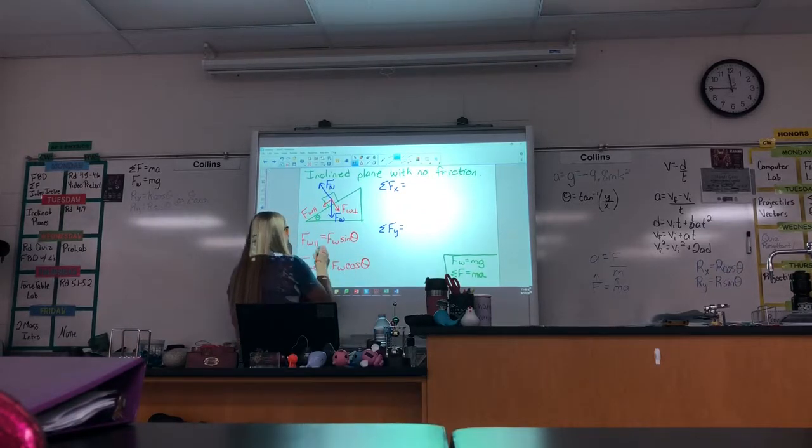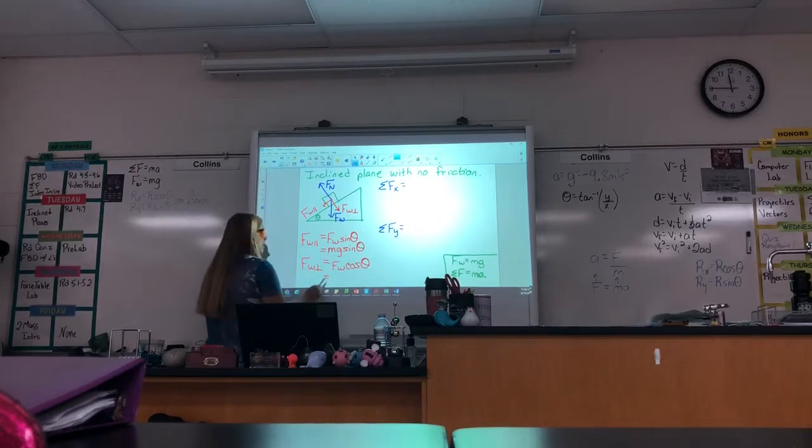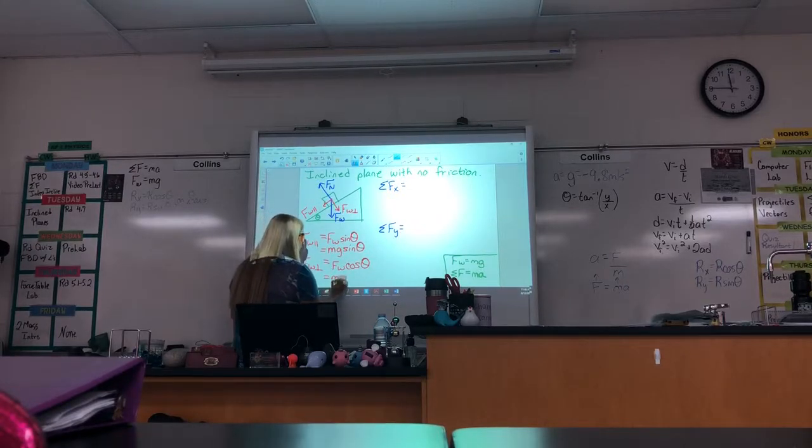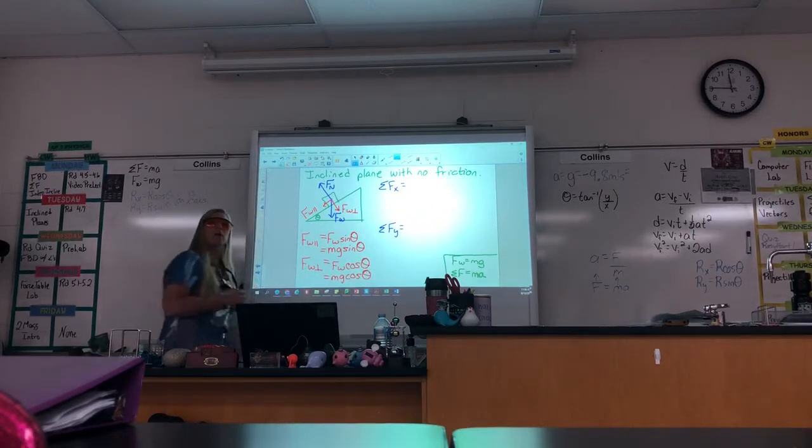That means I can expand this slightly. Instead of FW, I'm going to substitute in mg. And I'm going to do it again for the other component. Instead of FW, I'm going to substitute in mg. Please remember that the force of gravity and the force of weight are identical and interchangeable. So if you use Fg, that's fine. If you use FW, that's fine.